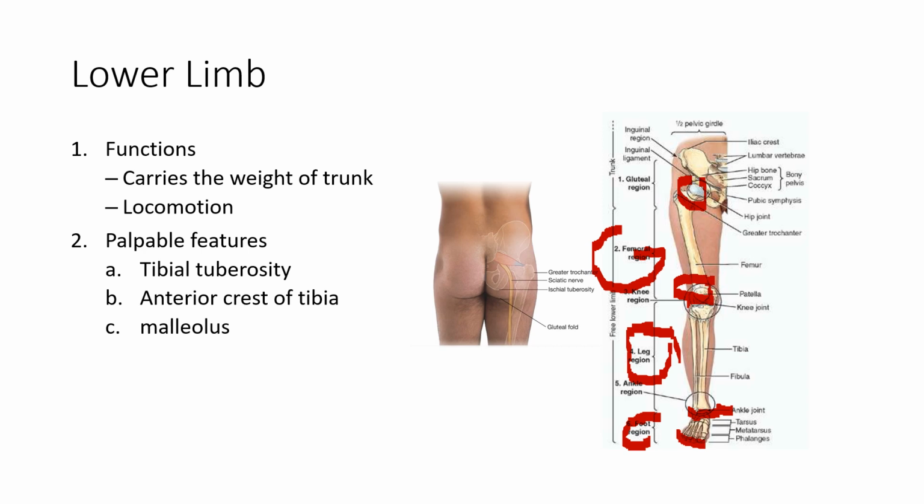Let's examine the functions of the lower limbs. The first function is to carry the weight of the trunk. Let's do the comparison between the femur versus the humerus. The femur is a lot bigger and a lot thicker than the humerus. The reason is, if you recall what I said, bone density correlates with weight-bearing capacity. The thicker the bones, the more weight-bearing support it provides.